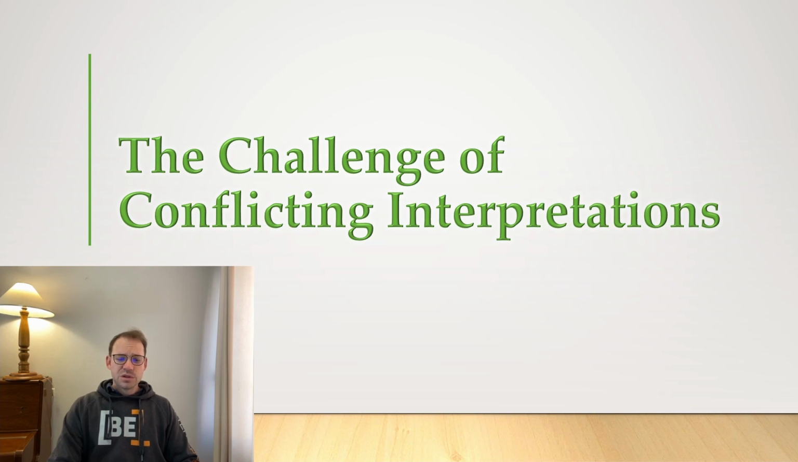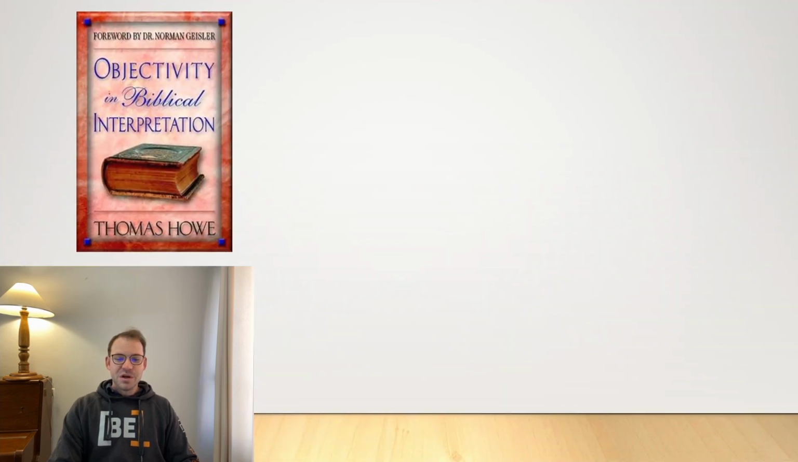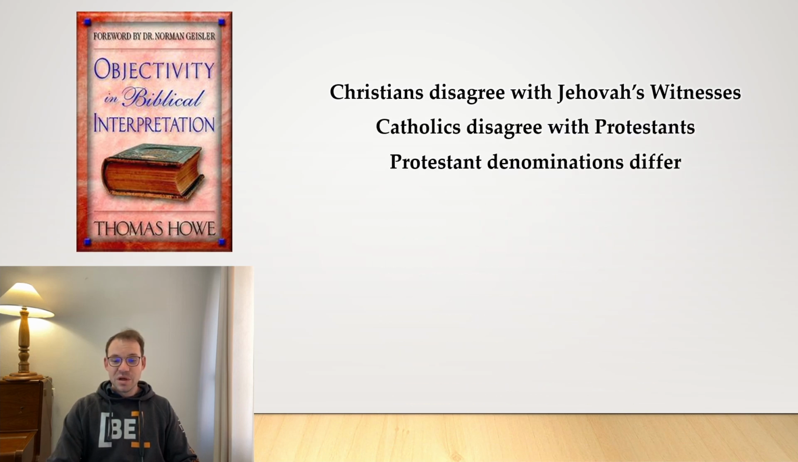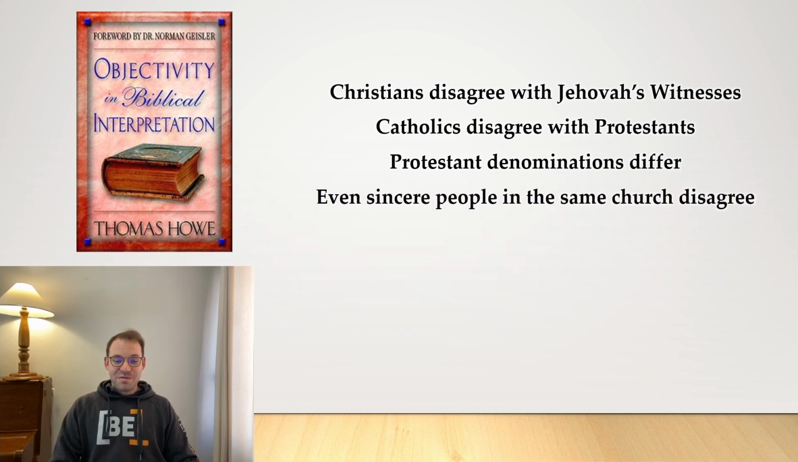Now, Tom Howe starts with the challenge of conflicting interpretations. And to introduce us to this challenge, he basically just lists some examples of conflicting interpretations, like the fact that Christians disagree with Jehovah's Witnesses over what exactly the Bible means about certain topics, the fact that Catholics disagree with Protestants, the fact that Protestants disagree with each other, and then also the fact that even sincere people in the same local church disagree with each other. And so these are just basic examples which he uses to introduce us to the challenge of conflicting interpretations.